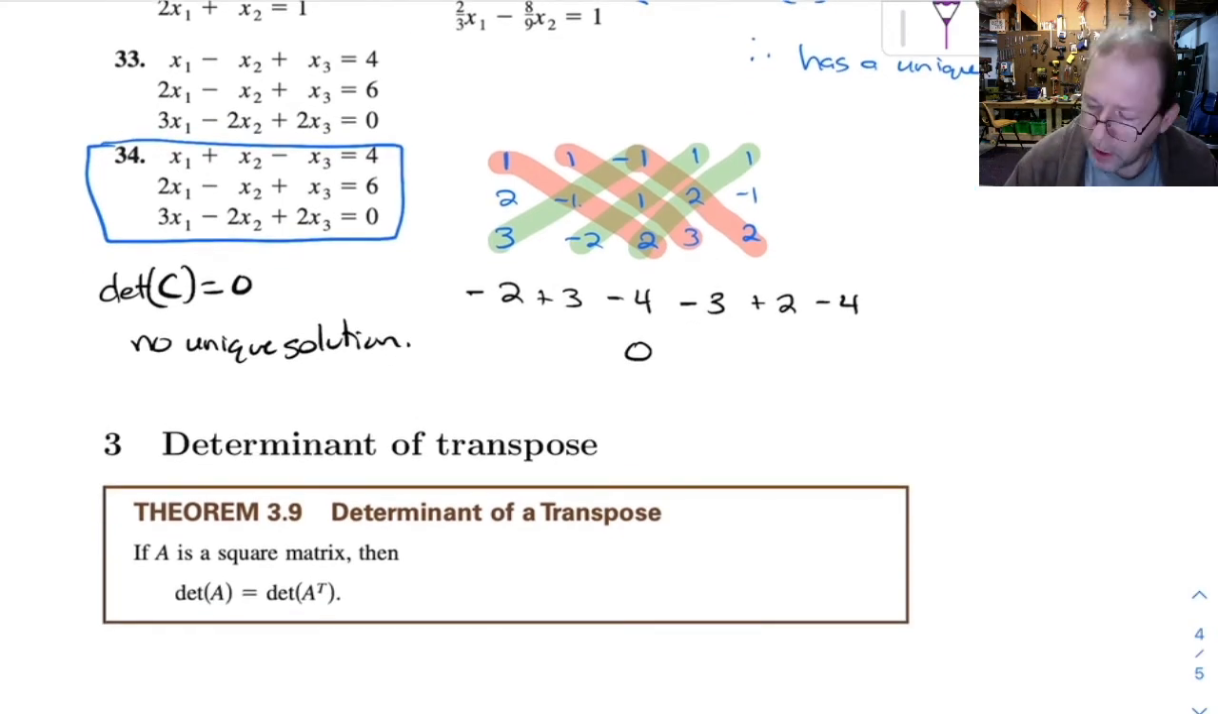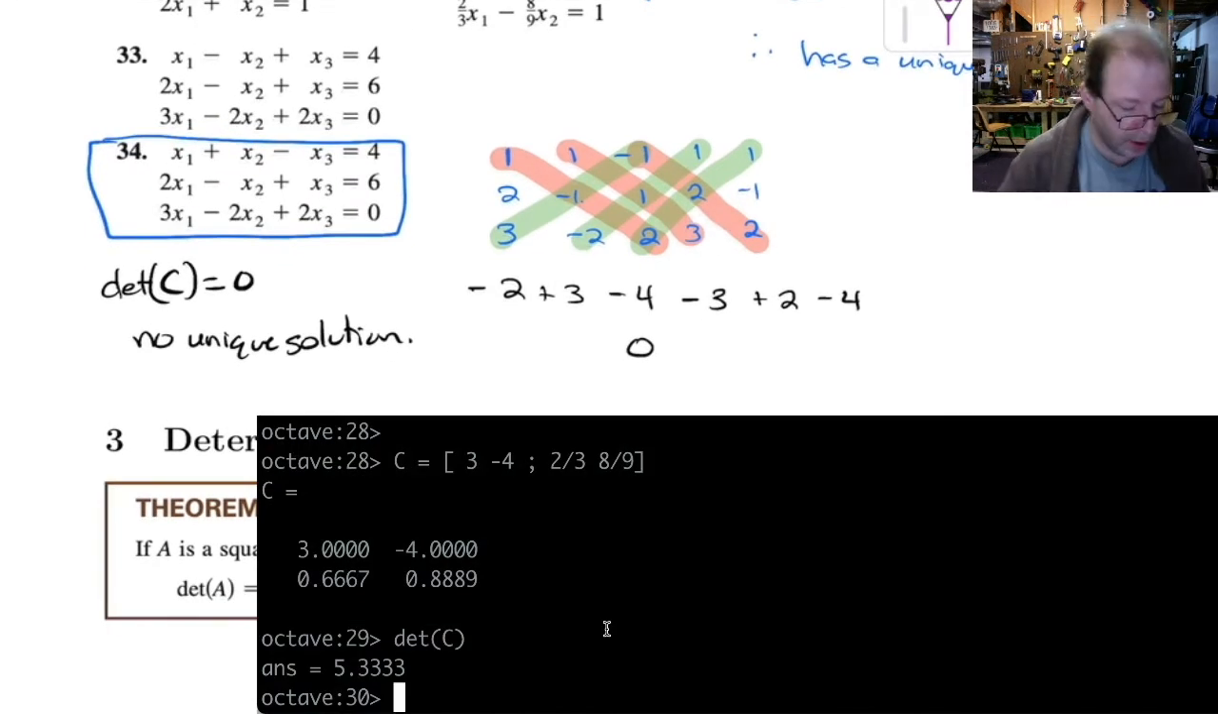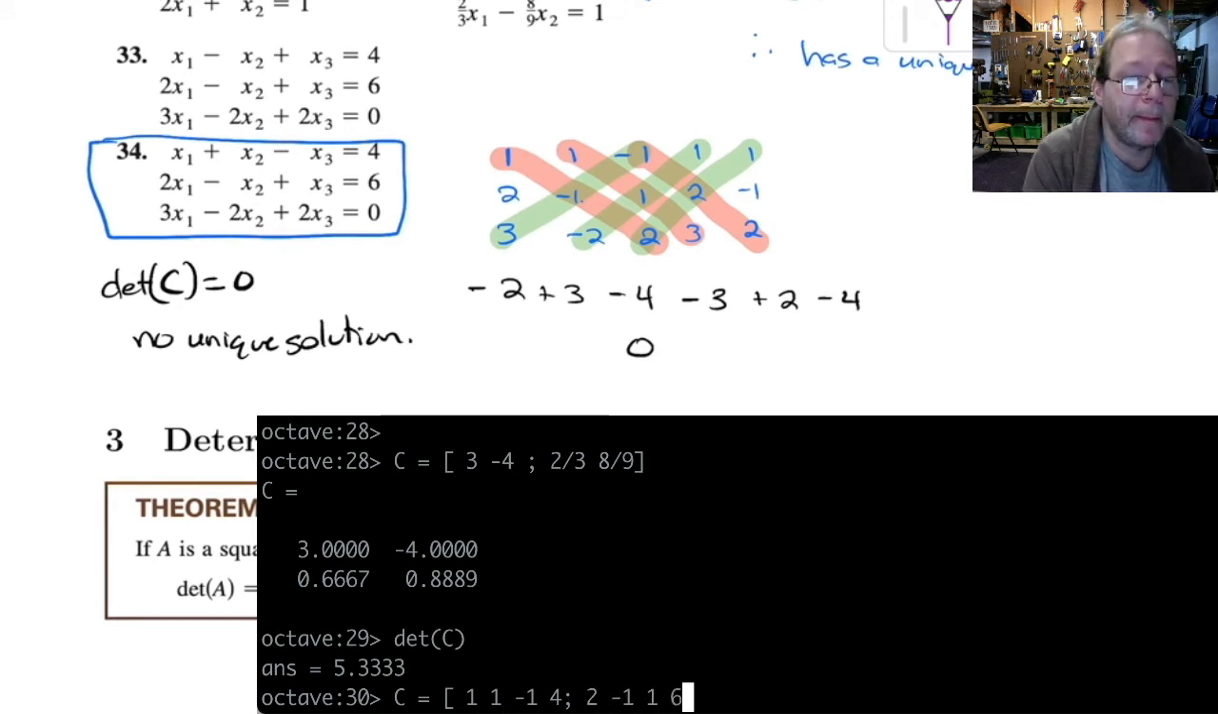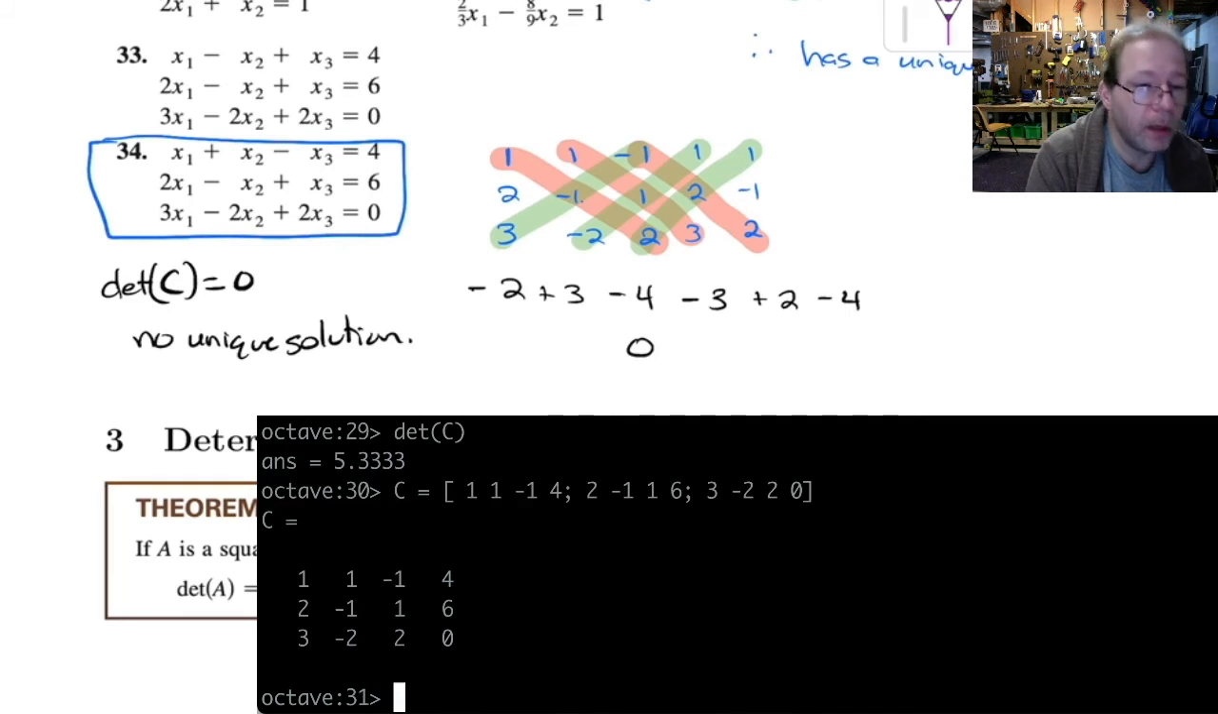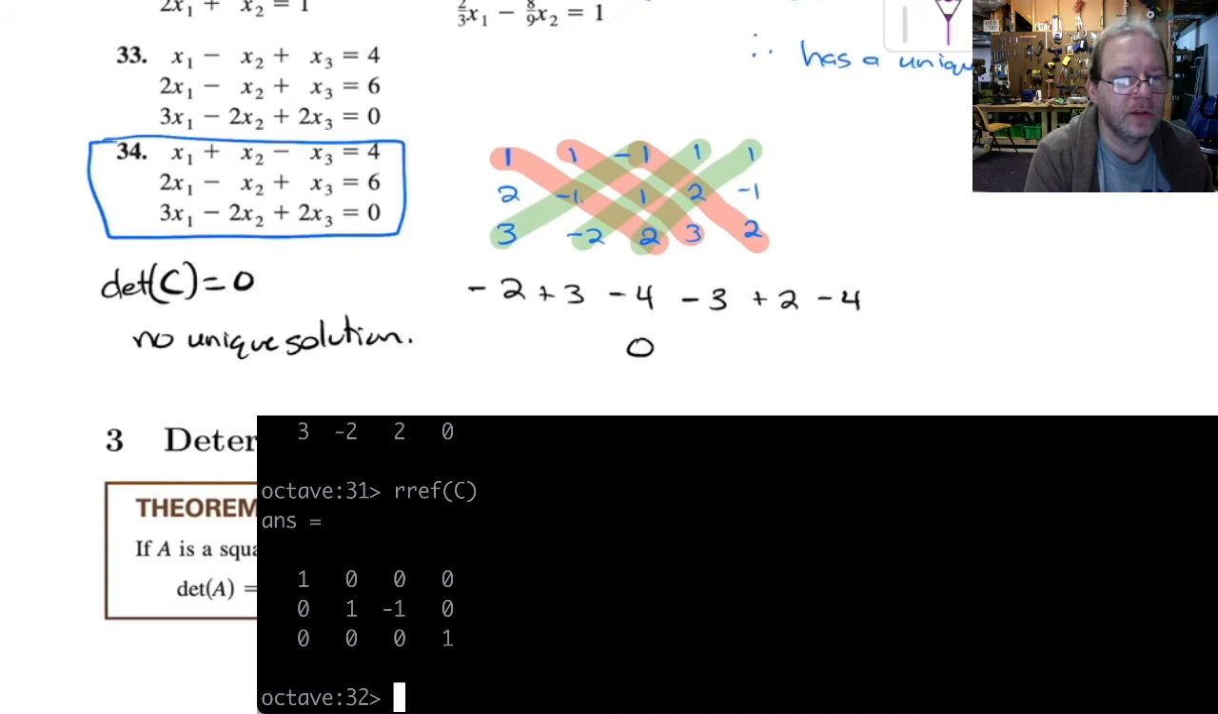Now what does that mean? It means a few things. Let's put that matrix in. I'm actually going to put it in with the augmented part as well. So I get that, and then 3, -2, 2, 0. So if I reduce this, notice it gives me that line with 0, 0, 0, 1. So it doesn't have a solution. And what the thing above told us was it doesn't have a unique solution.